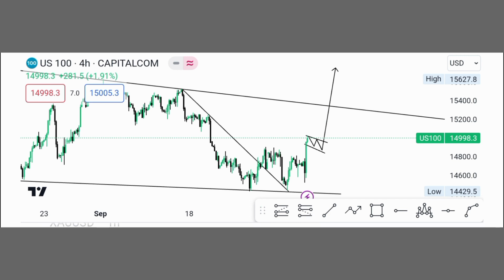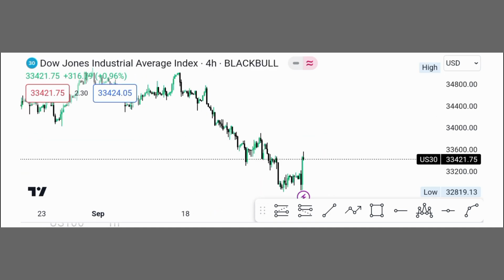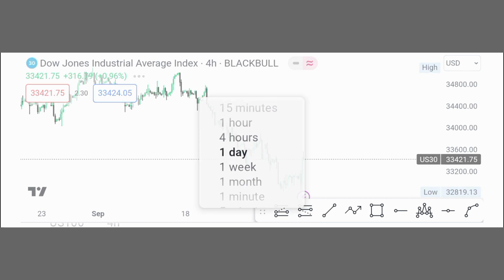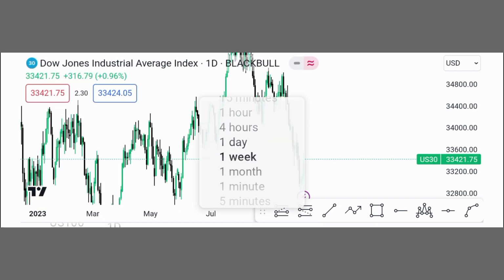And yeah, this was easy and simple to analyze, nothing complicated, just straightforward. So we're gonna go to US30 and see what US30 is giving us. We're gonna start firstly on the weekly time frame.